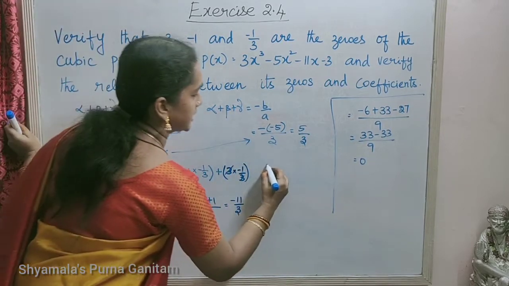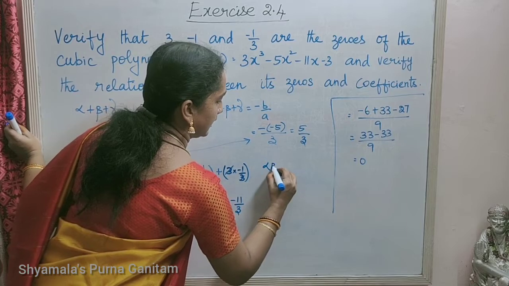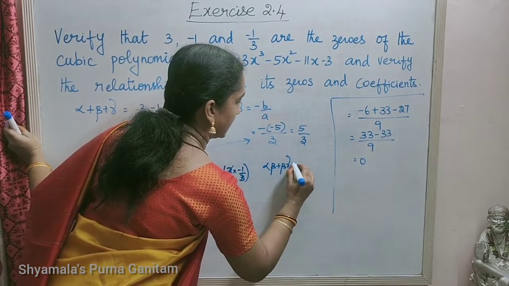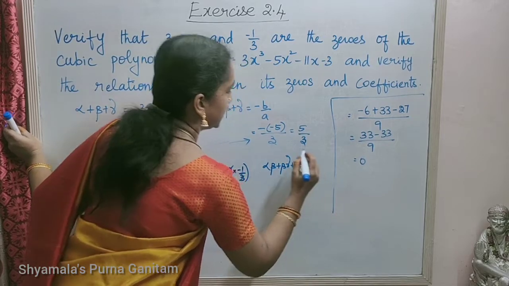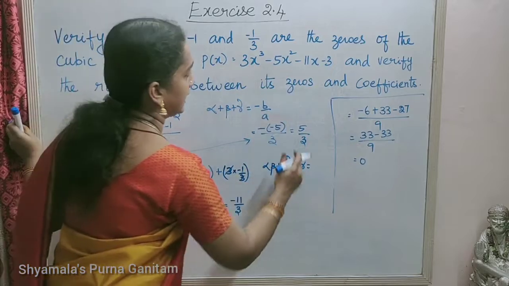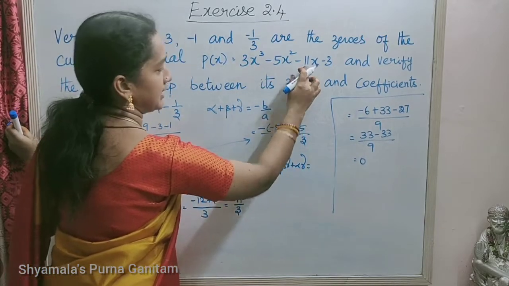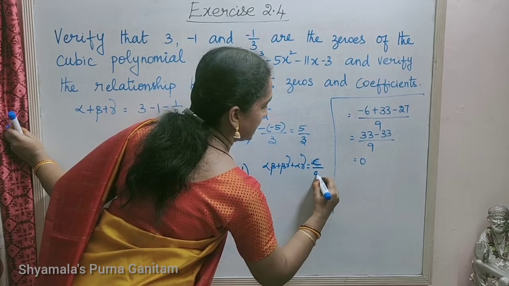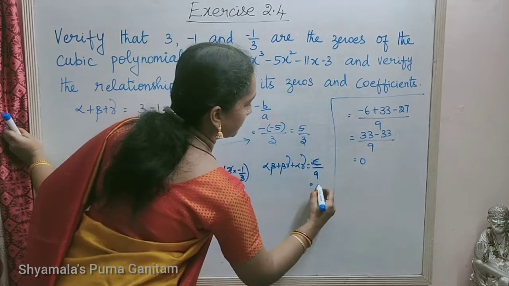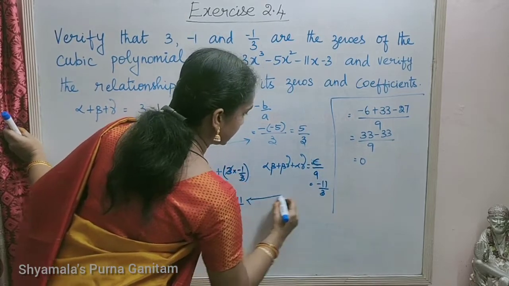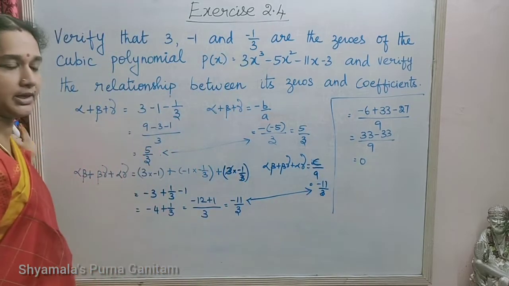So when you find this in the cubic polynomial, alpha beta plus beta gamma plus alpha gamma is c by a. So c is minus 11, a is 3, so you are getting minus 11 by 3. So we have verified that relation also.